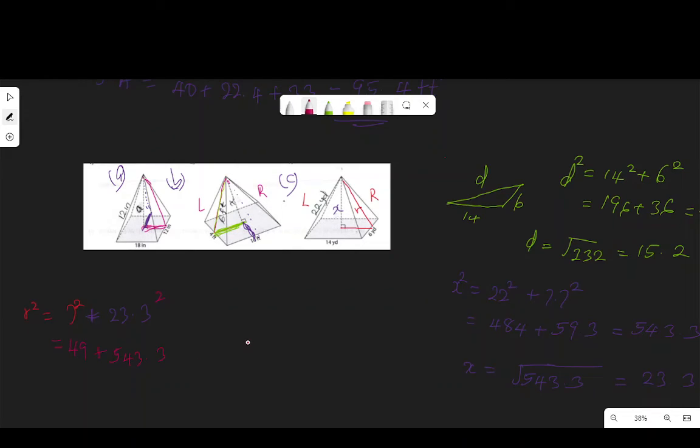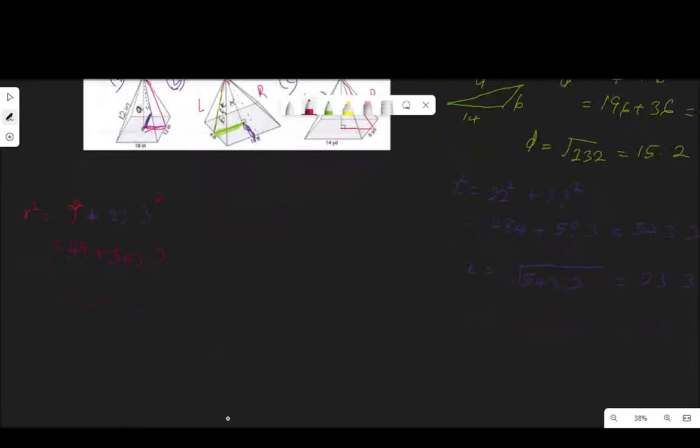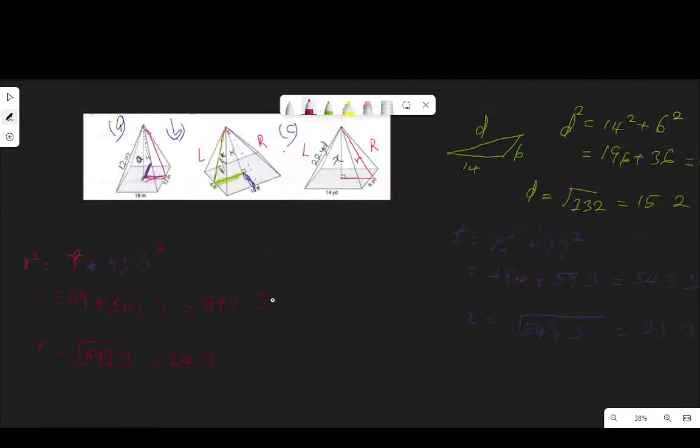Now adding all together, 543.3 plus 49 gives 592.3. R will be square root of 592.3. And square root of 592.3 is 24.3. Okay, so that is the height of the left and right triangle.